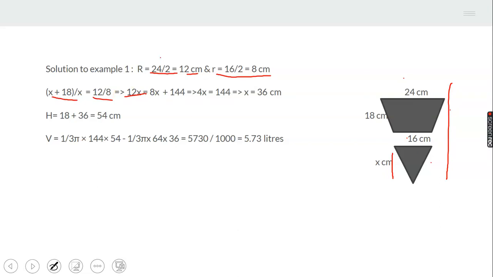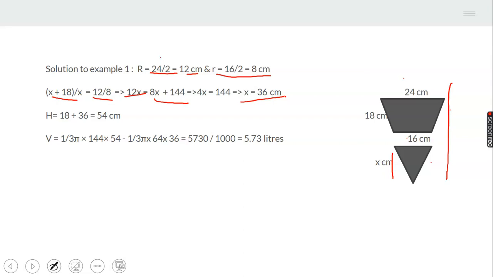While 8 will multiply x plus 18, it will be 8x plus 144. Collecting like terms, taking this 8x down here to go and make 12, it will give me 4x, and we have 144 here. So 4x is equal to 144. Making x finally the subject, we have x equals 36, which is the height of the cone being removed.